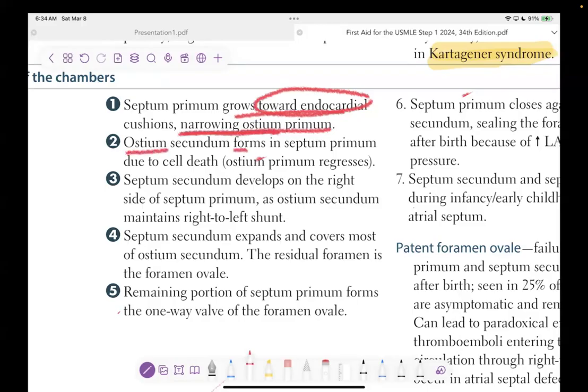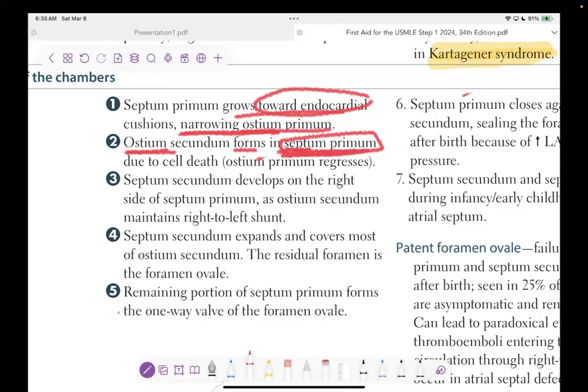Ostium secundum forms in the septum primum. Now that we have septum primum, the left side and right side of the heart are disconnected, right? So the heart wants a hole inside when they are inside the uterus. So ostium secundum needs to be made. Ostium secundum is made on the septum primum.